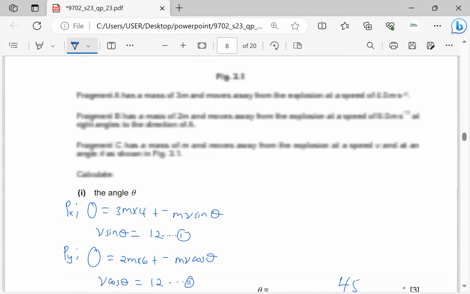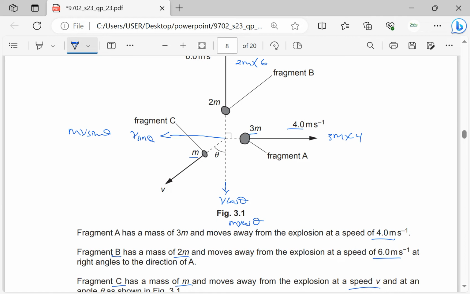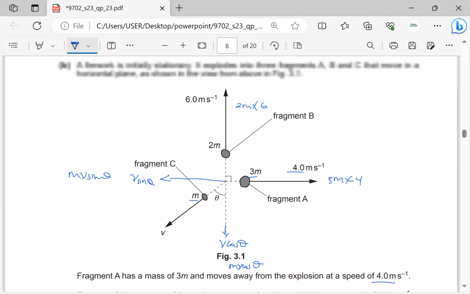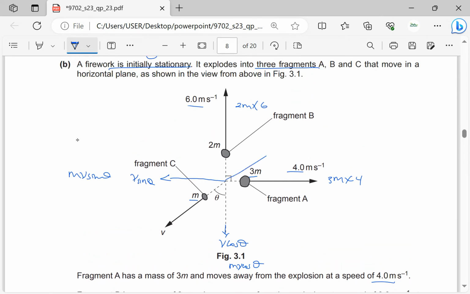Alternatively, you could use the resultant of these two momenta on this side. Find out this momentum and this one. The resultant of these two to the other side would be the square root of 2m times 6 squared plus 3m times 4 squared. That would be the resultant that side. And the resultant this side will simply be m times v. If I use this, and they're in opposite direction, so they should be equal.